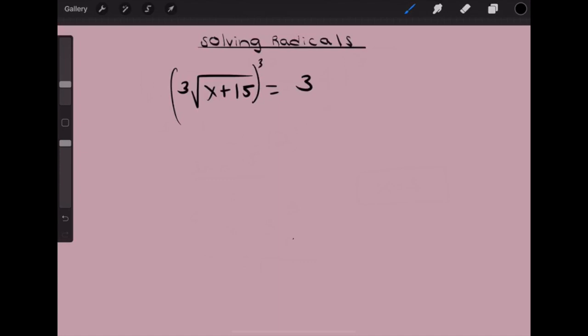So instead of this 3 being a 9, it will actually be a 27 because we have to multiply it 3 times. 3 times 3 times 3. So we'll have x plus 15 is equal to 27. We'll subtract the 15 over, and we'll have x is equal to 12.